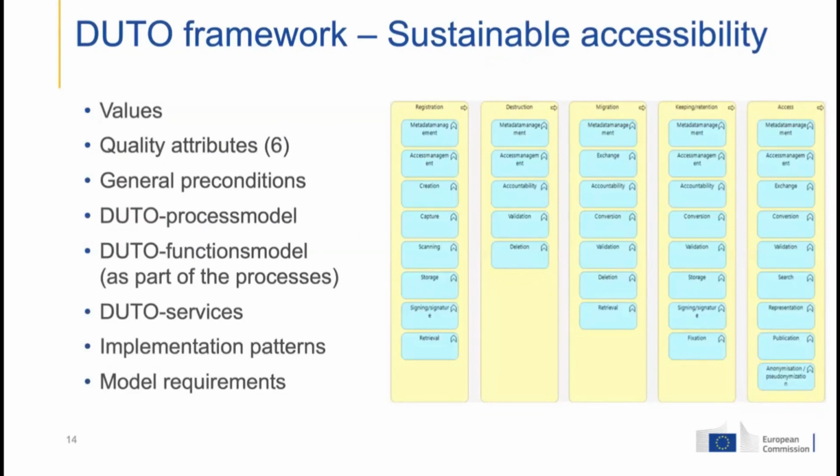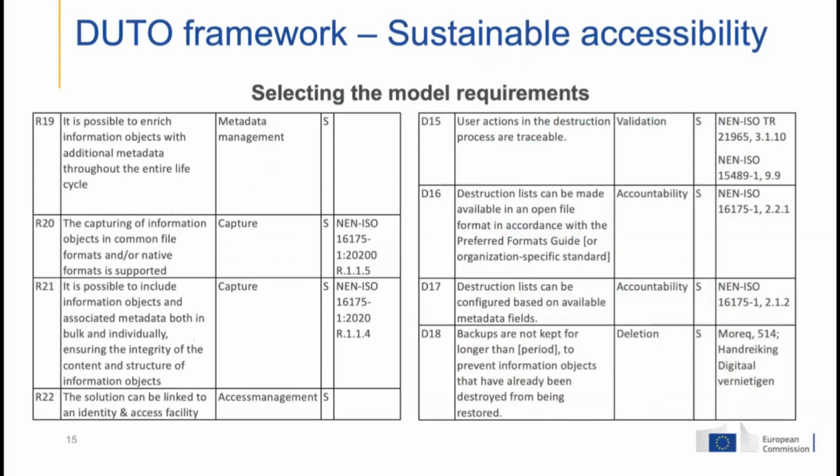And each process is also very well detailed, designed in Archimate views, but it would be too much detail to show them here. But on the next slide, there's also a very important aspect of the new DUTO framework, which was an actual reaction to the feedback we got, because the feedback was, please make it more practical. How do we implement sustainable accessibility into our systems design?